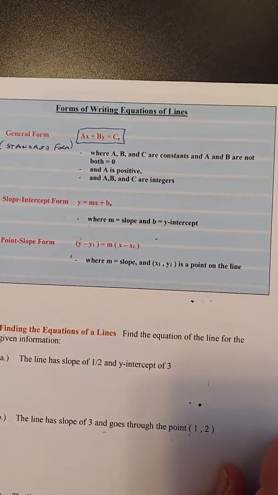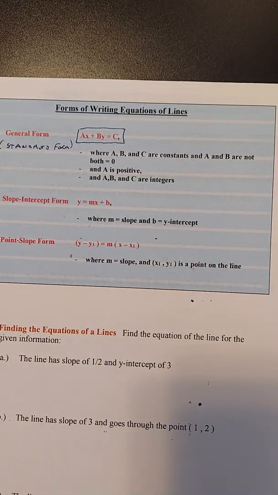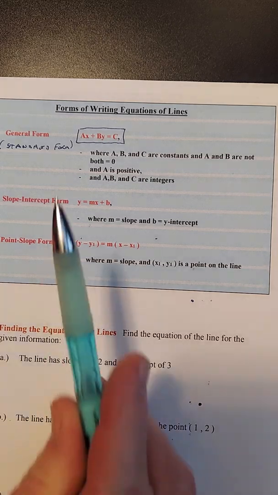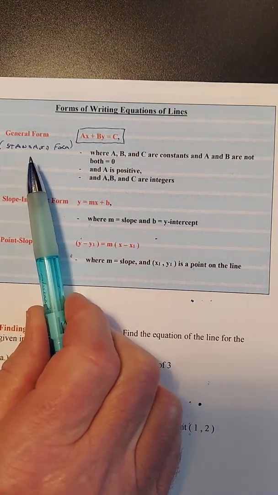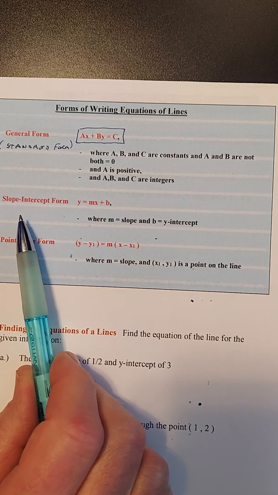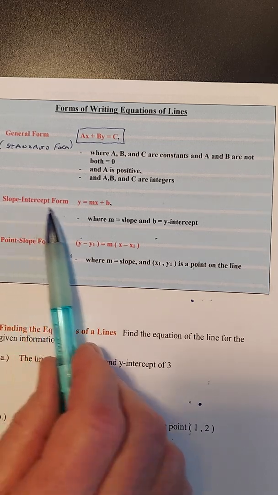I like to think of it this way. When you think of a person's name, maybe somebody's name is William Arthur Smith. That's their formal name. But nobody calls him William Arthur Smith. They might call him Bill, because Bill is easier to work with. Okay, well, your general form is your formal name, whereas slope-intercept form might be the name you're called. It's easier to work with.